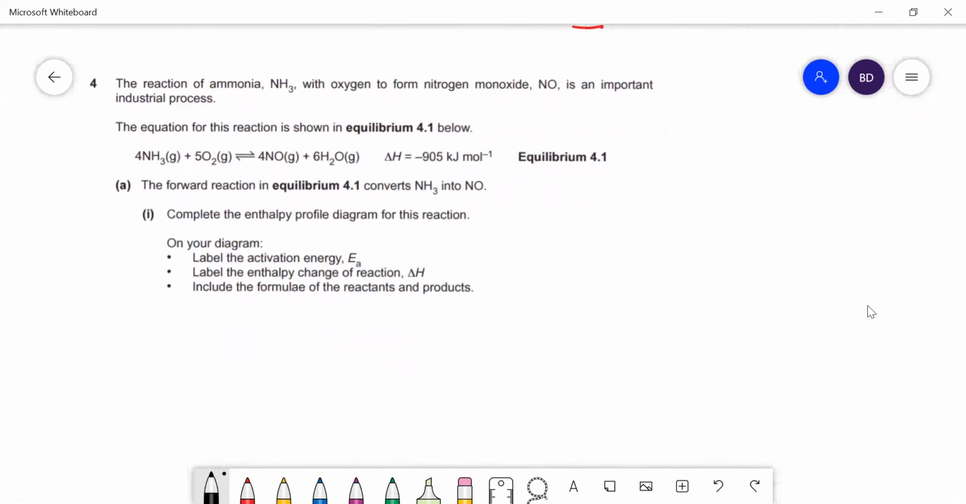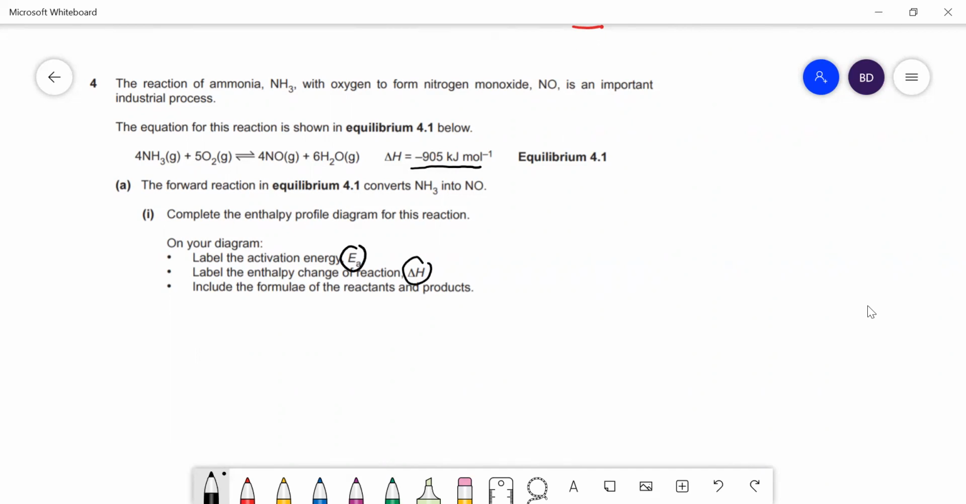The reaction of ammonia with oxygen to form nitrogen monoxide. Okay, they give you the equilibrium reaction below. It's minus 905 kilojoules per mole. The forward reaction converts NH3 to NO. Complete the enthalpy profile diagram for this reaction. We've got to label EA, and we've got to label delta H.